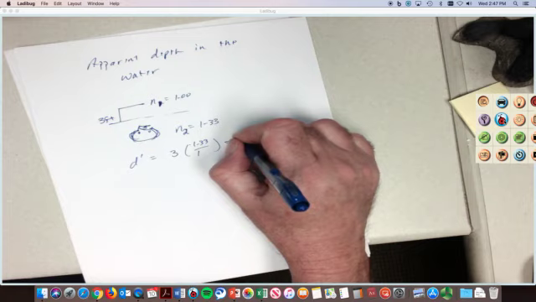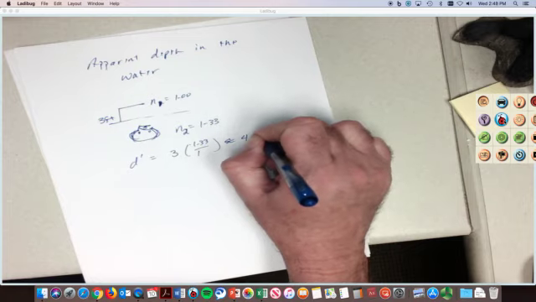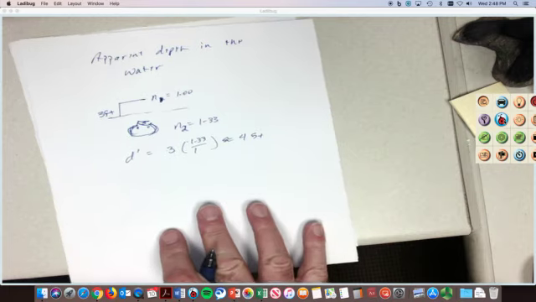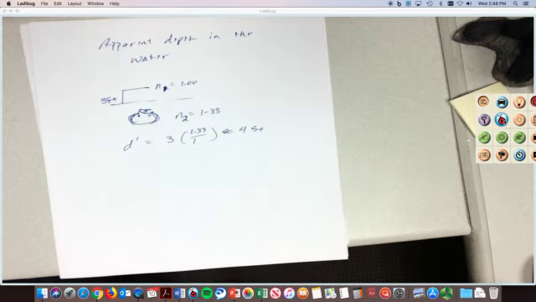3.99. 4. It's approximately 4. So it looks further away. Looks further away. All right, let's keep going.